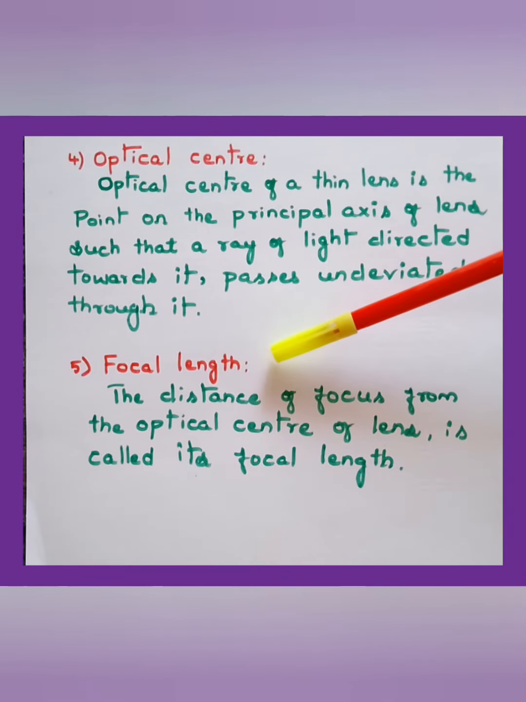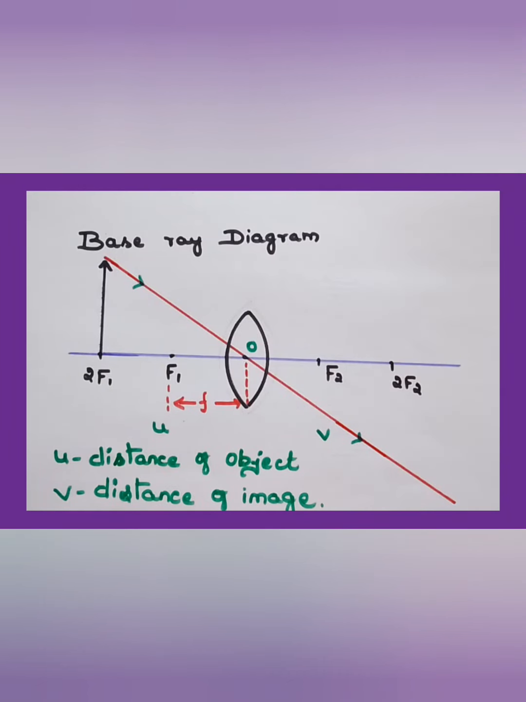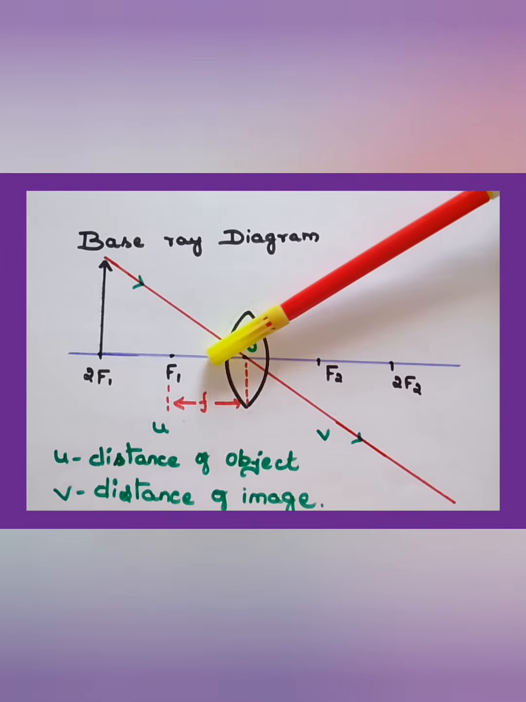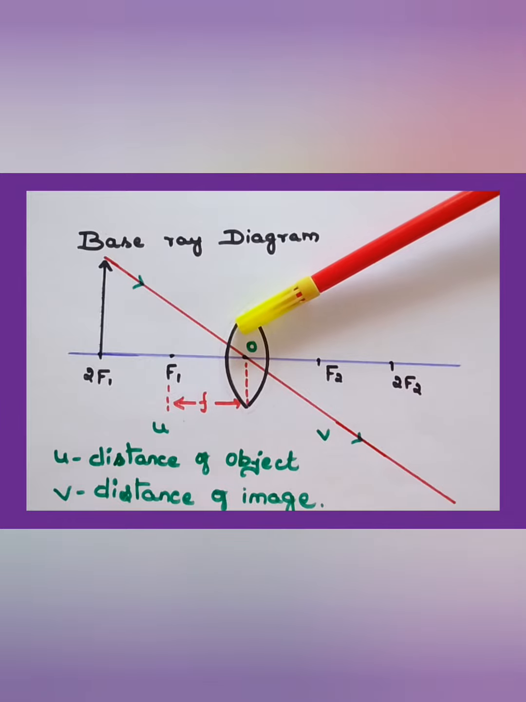Next, focal length. The distance of focus from the optical center of the lens is called its focal length. To explain this focal length, we have taken a base ray diagram. Here the lens is, and you can draw an axis passing through the optical center. From this point O till the first focus F1, this distance is known as F, the focal length, the distance from the focus to the optical center.